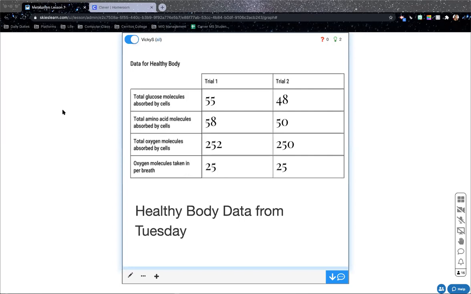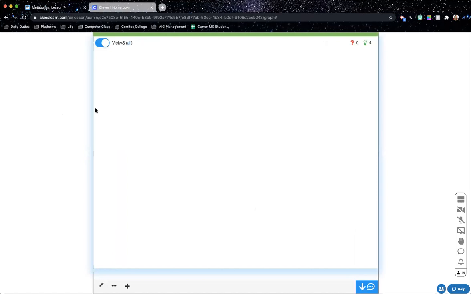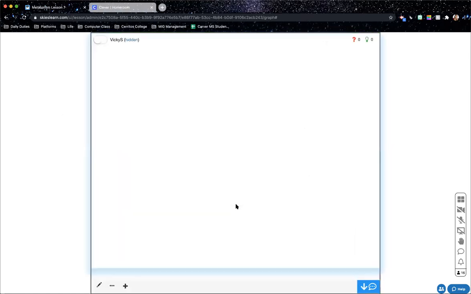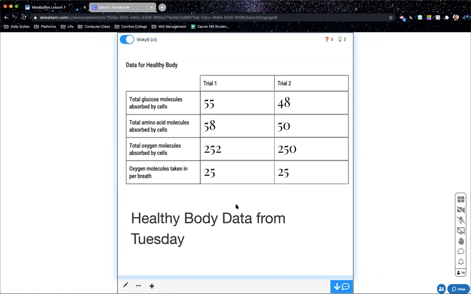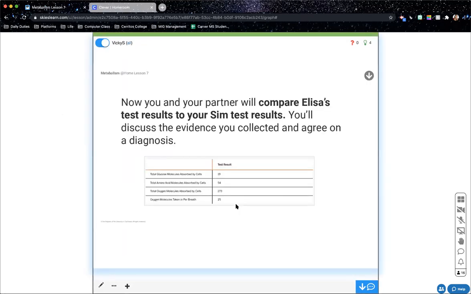Alrighty, so for me, I'm like, okay, now we have to compare. This is a healthy person, and we have to look at her data. So what do you guys see that is different? Her numbers are lower, but the total oxygen molecules are 273, which is greater. So her oxygen molecules are good. So Catherine said it is good because it's around the same number, right? It didn't go down that much. It didn't go up that much.